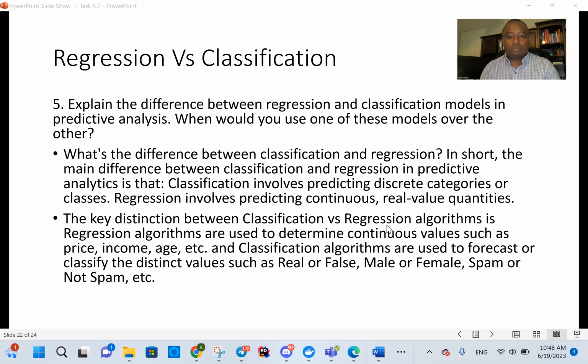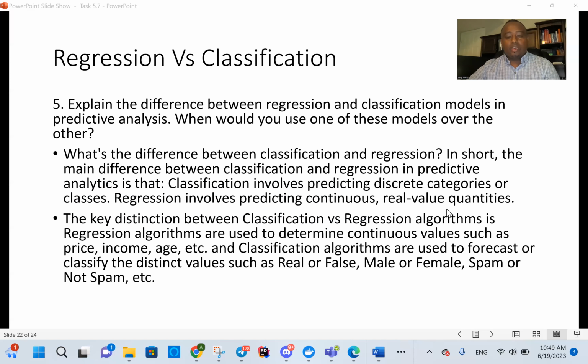In short, the main difference between classification and regression in predictive analysis is that classification involves predicting discrete categories or classes. Regression, on the other side, involves predicting continuous or real value quantities. So this is the key difference. We can rephrase it as follows. The key distinction between classification and regression algorithms is that regression algorithms are used to determine continuous values such as price, income, age, etc. And classification algorithms are used to forecast or classify distinct values such as true or false, male or female, spam or not spam, etc.